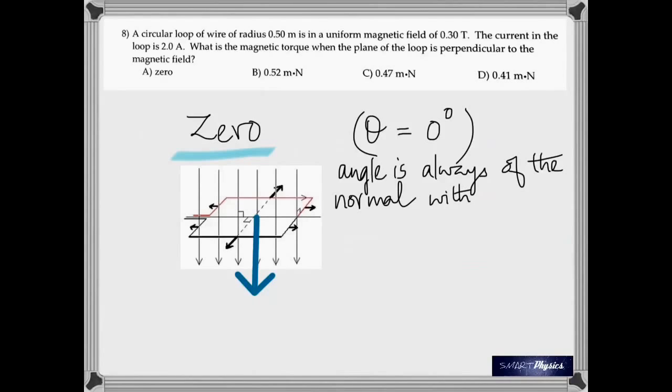Look at the figure and try to understand. Remember, angle is always of the normal. Normal means the perpendicular with the magnetic field. It's not between the plane and the magnetic field.